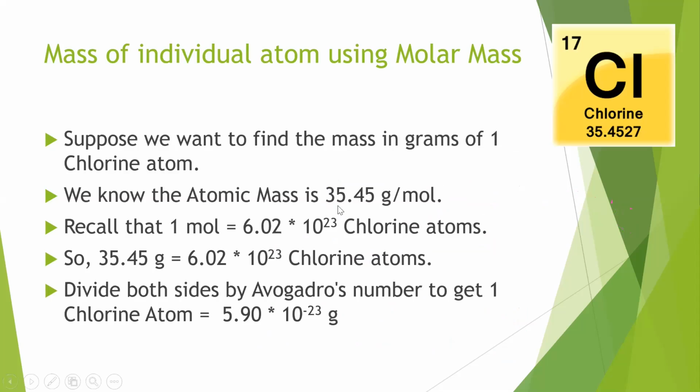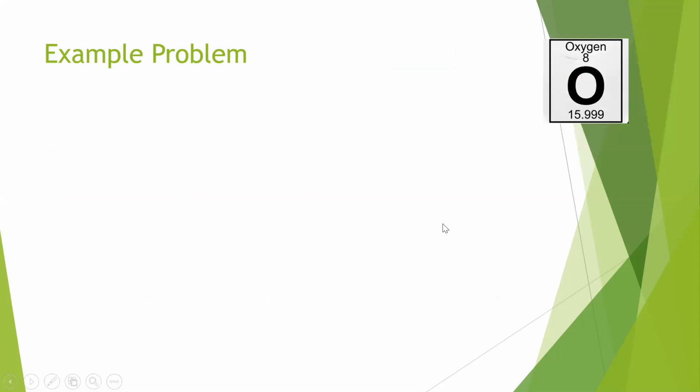But a shortcut is just basically to divide the atomic mass by 6.02 times 10 to the 23rd, which is the same as Avogadro's number. So that's the special term for this number. And we can get the mass of 1 chlorine atom.